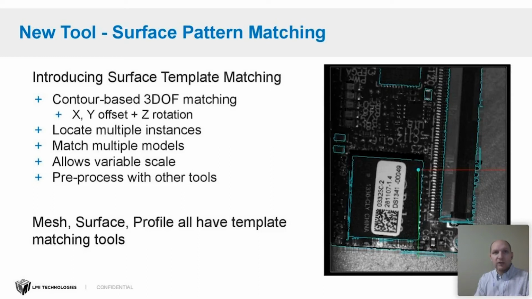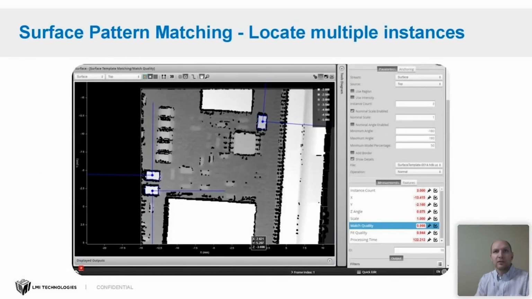So with this tool now, mesh, surface, and profile all have template matching tools. So you can count on having some sort of comparison or a template matching tool in any of these data types now. So you can locate multiple instances, as I was just saying. So here on this circuit board example, we found 3 of these small resistor components. So it does that quite nicely, and will give you the orientation and match quality measurements for each of those parts.